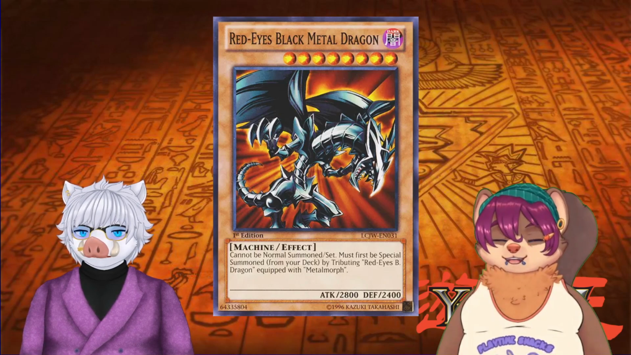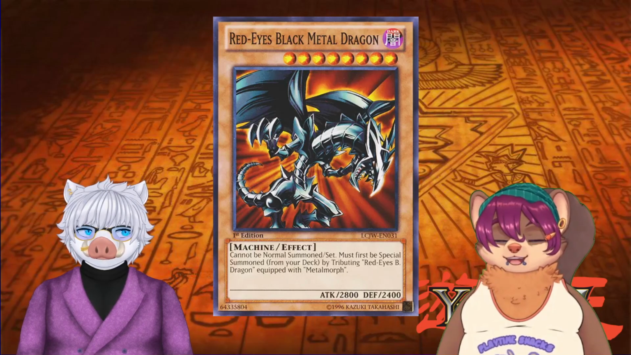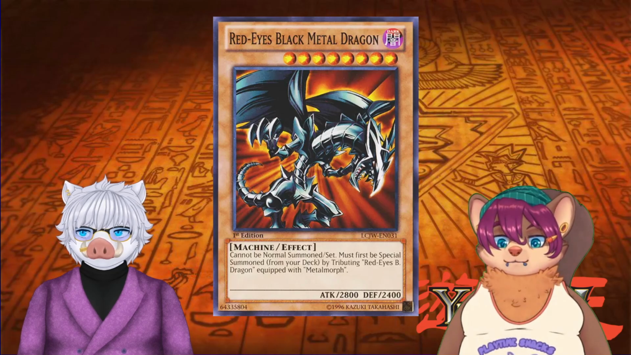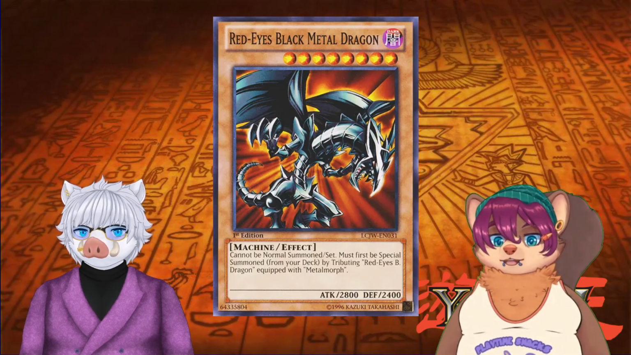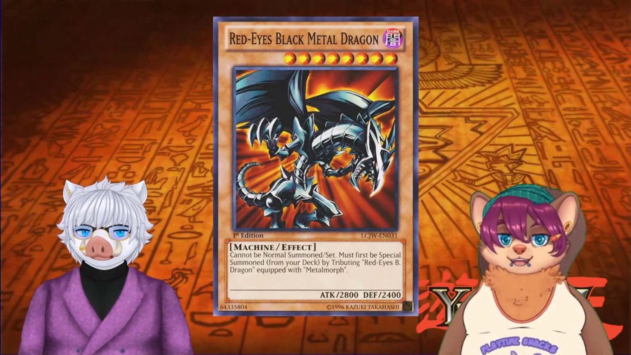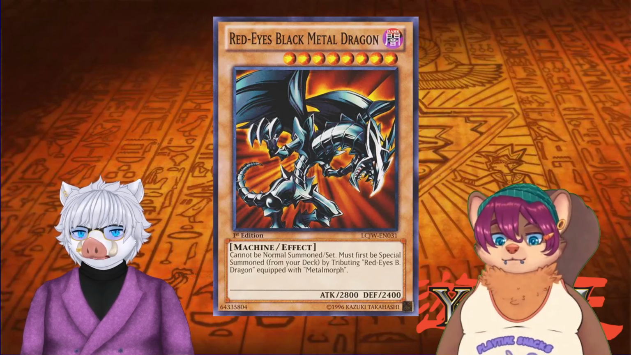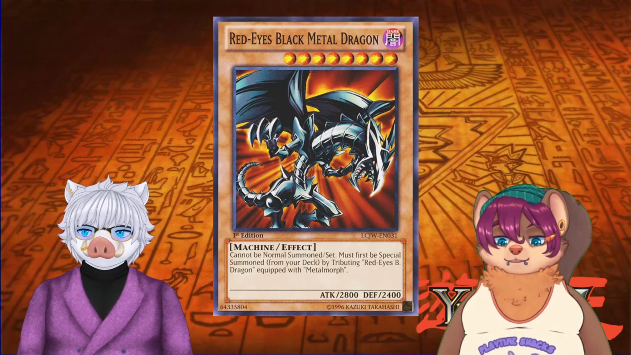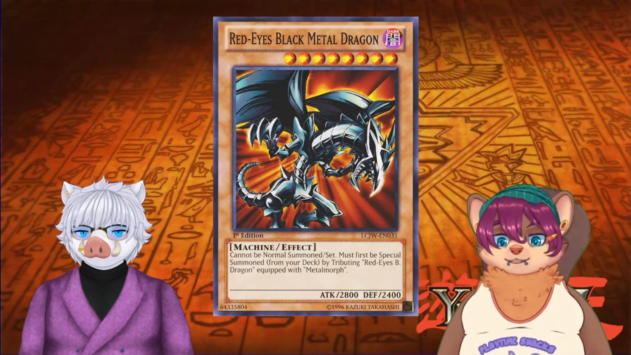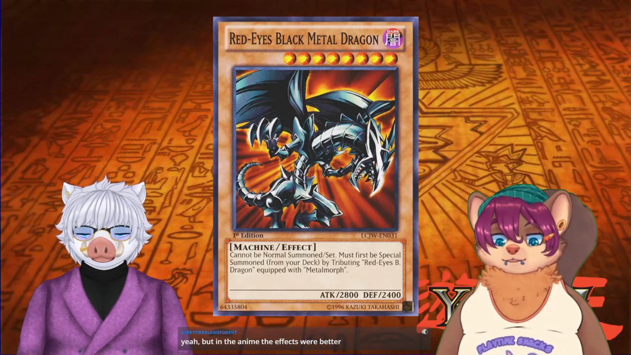The thing is, if you have a Red Eyes Black Dragon equipped with Metamorph, it has 2,700, and the effect of Metamorph is that if you attack, you get more attack. So literally, you exchange it with the worst card. Oh, so it's a downgrade. It's a freaking downgrade. Whoever played this card never realized how bad it is. Your Red Eyes Black Dragon has like 2,400, and Metamorph gives you 300, so it's 2,700 because it has Metamorph equipped. But in the anime, the effects were better.